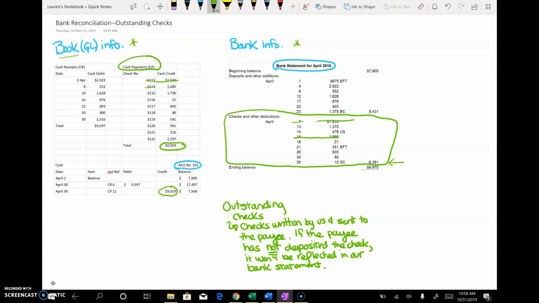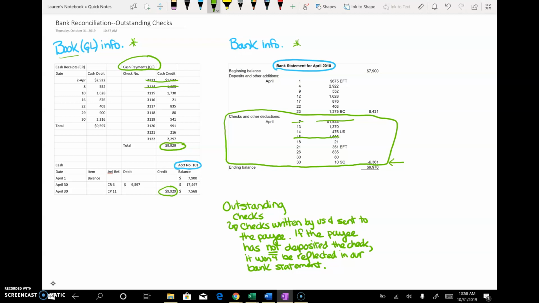There's always a timing delay because we have to wait for the payee to actually go to the bank and deposit this check that we wrote. So we send that check to our payee and we have to wait until they actually make the deposit to see it reflected in our bank statement. That could take months sometimes.